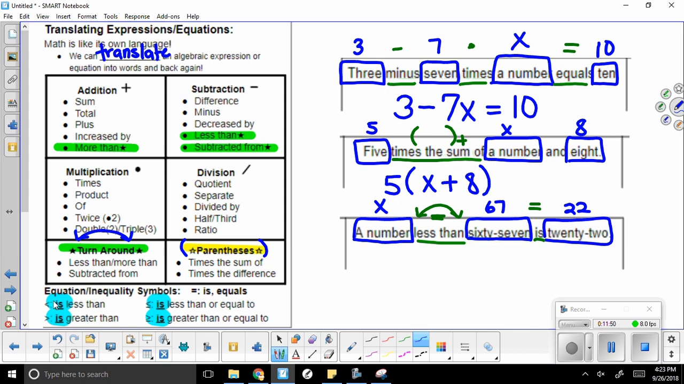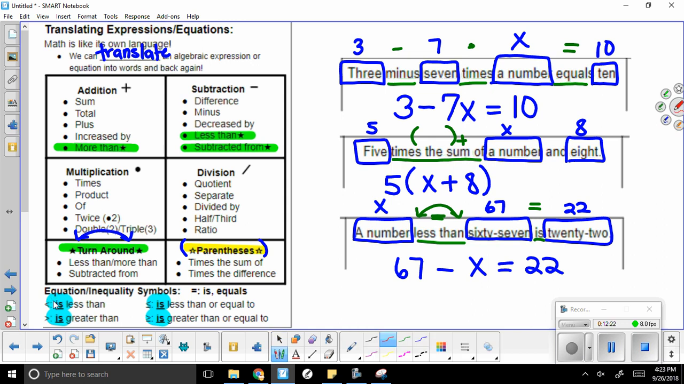Even though they write x first, I have to turn it around. So I'm going to switch the spots. The x and the 67 switch places. I'm going to put 67 first, then my subtraction sign, then x, and now I can close it out with the equals and the 22. Now, even though I had a turnaround phrase there, I don't need to change where the equals and the 22 are. They're still at the end. The only thing that gets turned around are the 2 numbers around that less than phrase. So the x and the 67 switch spaces.